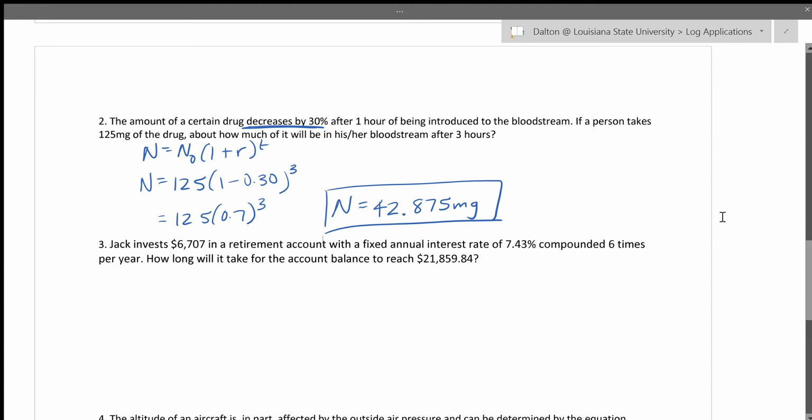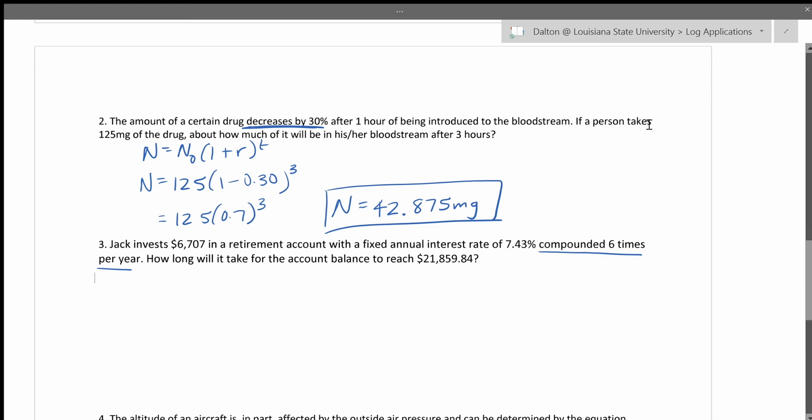Number 3, Jack invests $6,707 in a retirement account with a fixed annual interest rate of 7.43%, compounded 6 times per year. When I see that or hear that, that triggers very important information. It's going to tell us what formula we need to use. How long will it take for the account balance to reach this amount?